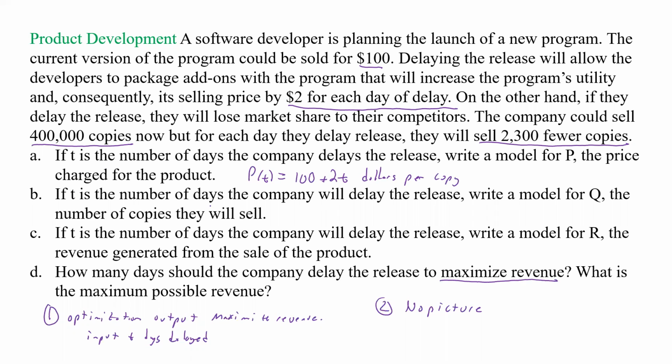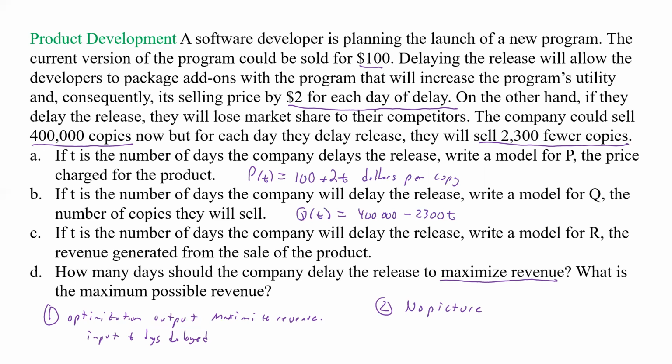Now T, again, is the number of days that we delay the release. We want to write a model for Q, so we'll have Q of T, and we need the number of copies they'll sell. Well, they said they're going to start selling 400,000 copies if they do it that day. But each day they release a day later, they're going to sell 2,300 fewer copies. So they're going to subtract off 2,300 copies for every day they delay it.